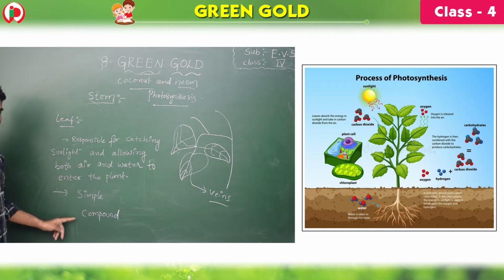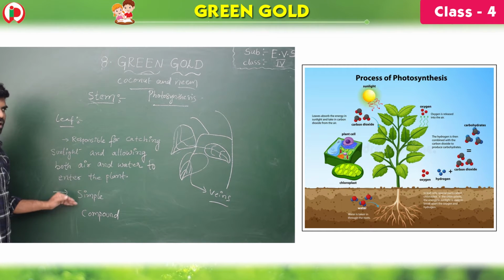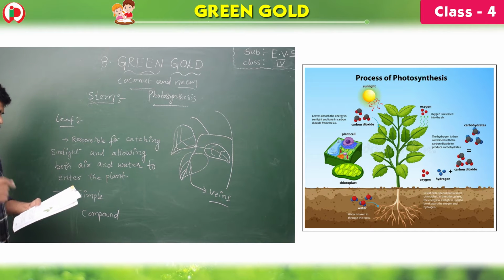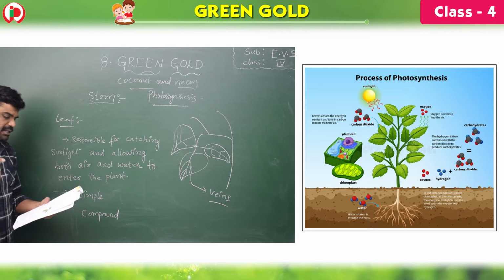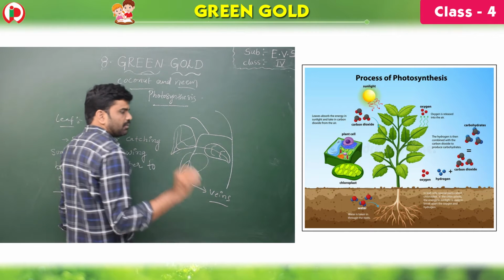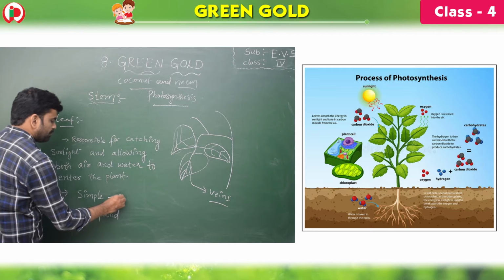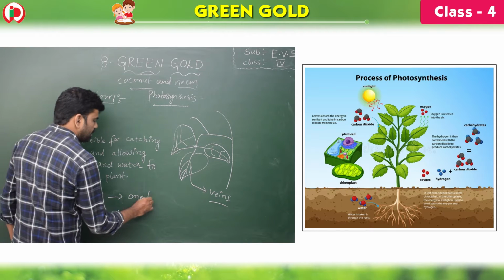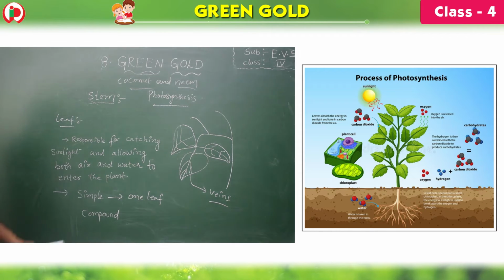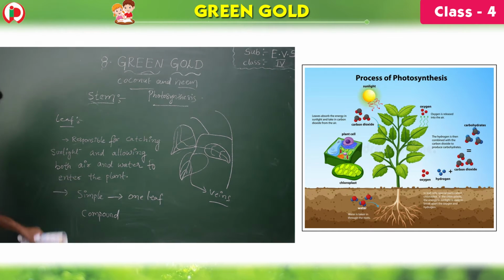And leaves are of two types, children. It may be simple or compound. What do you mean by a simple leaf? Yes, one leaf connected to the plant. Simple means with one leaf connected to the plant. Only one leaf. If only one leaf connects to the plant, that is called simple. Next one, compound, where a leaf is connected with one petiole but has numerous leaflets.